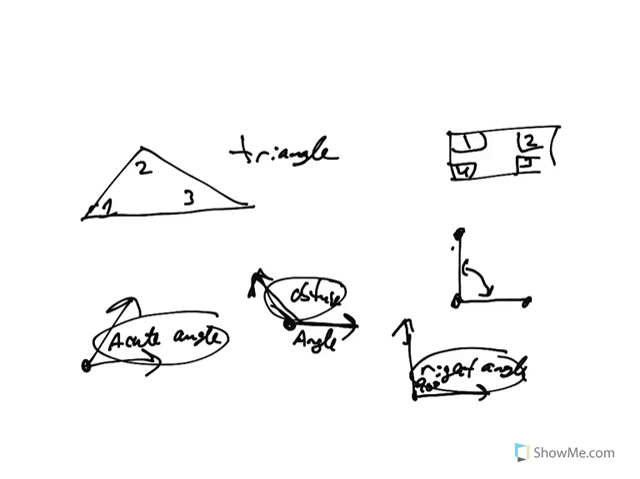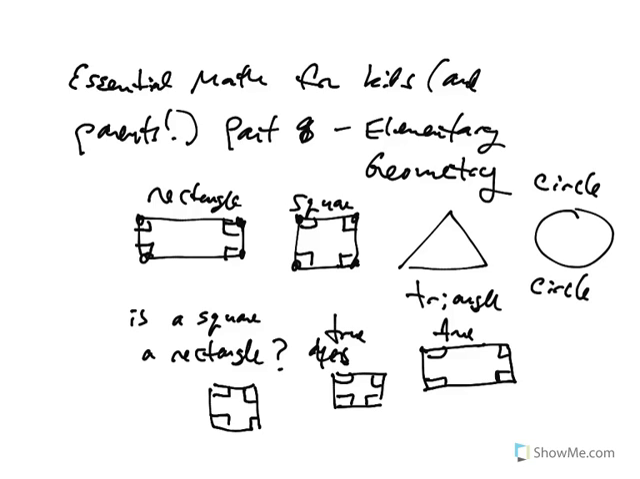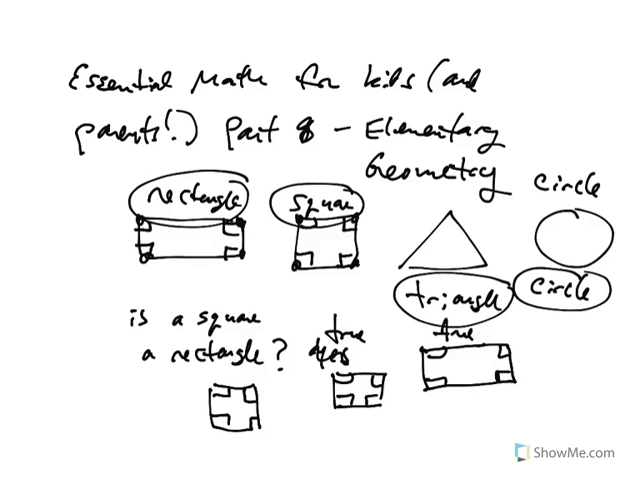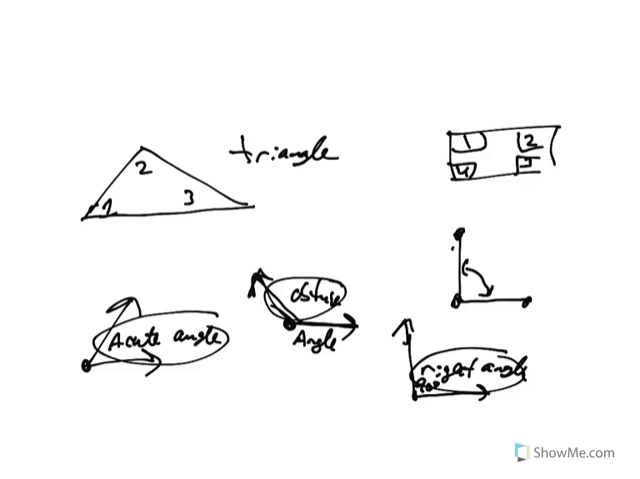I think these 3 words are just good vocabulary words that kids can add to the 4 words that they learn as small children: rectangle, square, triangle, circle. I think having the words angle and acute, obtuse, and right are good.